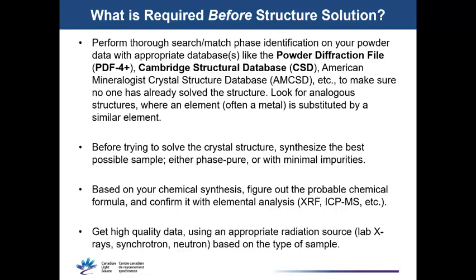Doing phase identification with the powder diffraction file on your data can be a good way to screen and see if there's anything there, particularly for inorganics. For organics, using formula and unit cell searches in the Cambridge Structural Database can be very, very helpful to see if anyone's observed the same thing.